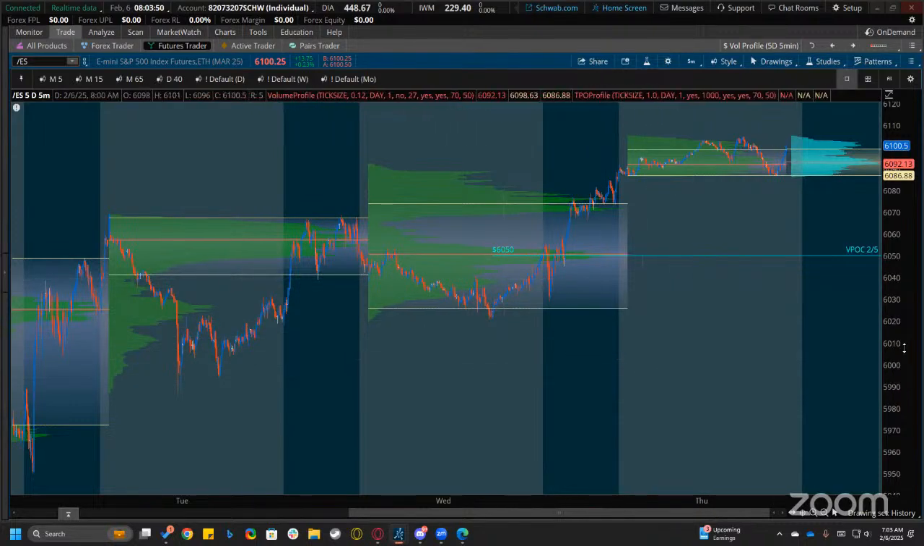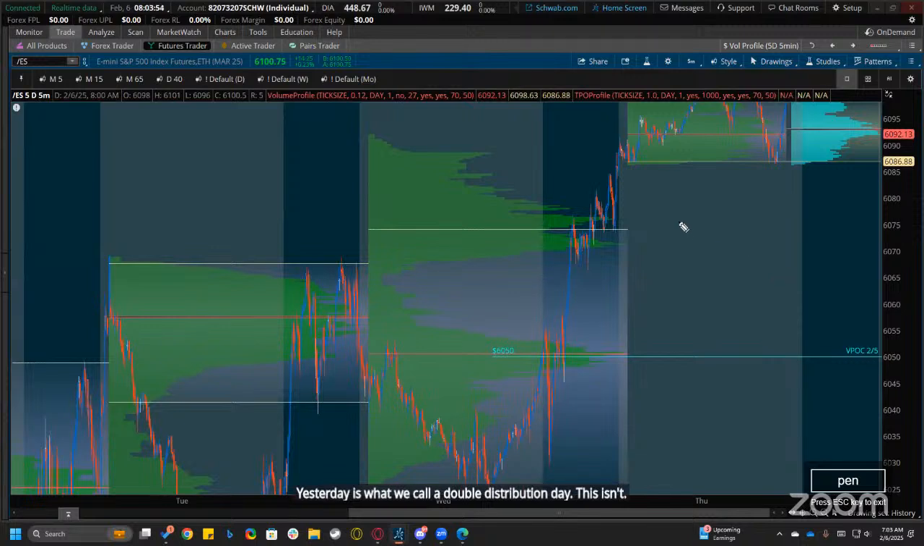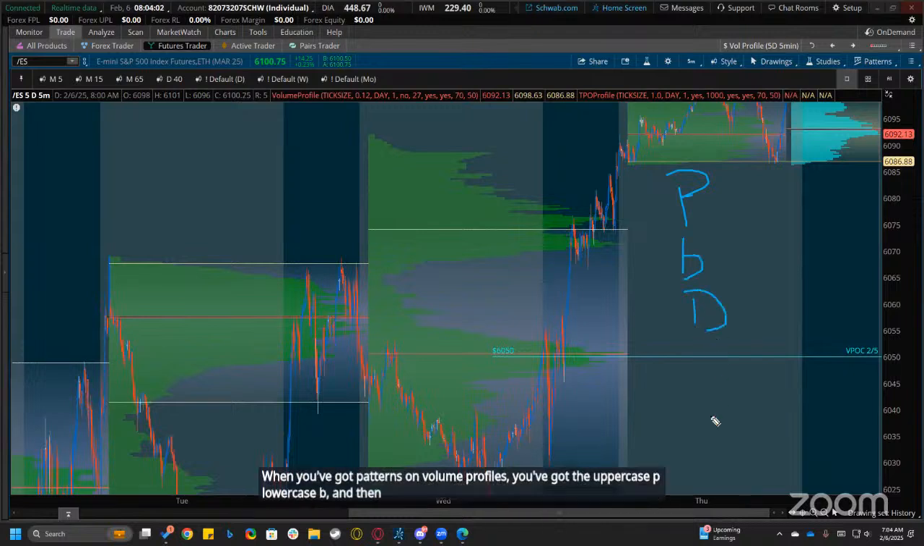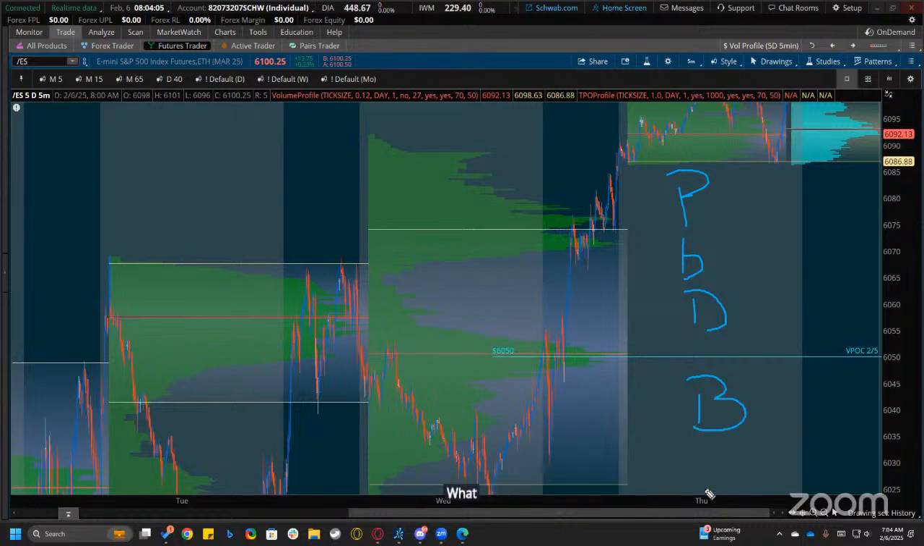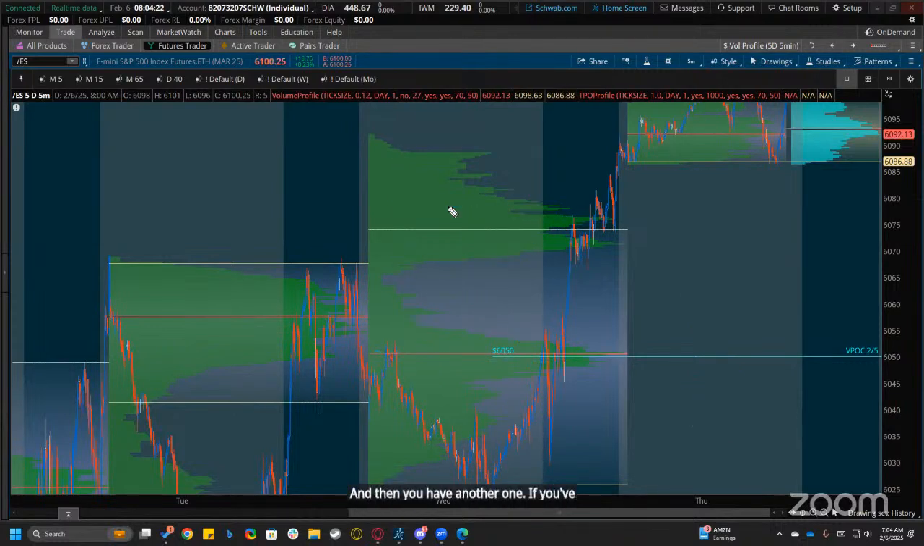Yesterday is what we call a double distribution day, right? When you've got patterns on volume profiles, you've got the uppercase P, lowercase b, and then you have a D. What you do not have is a B in a large cap. It would be D twice. So you got one distribution, which is where the point of control is from yesterday, and then you have another one.